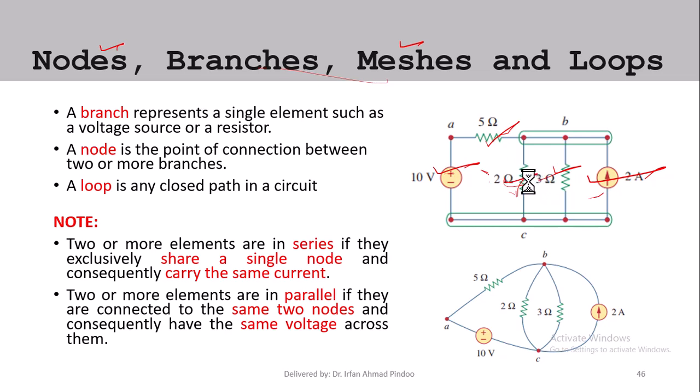Similarly, a node is a point where 2 or more branches are meeting. Suppose at this point 2 branches are meeting, so it becomes a node. Similarly, at this point 2 or more branches are meeting, so it is a node. And what is a loop? A loop is any closed path. This is a closed path, this is also a closed path, this is also a closed path. So any closed path can be referred to as a loop.